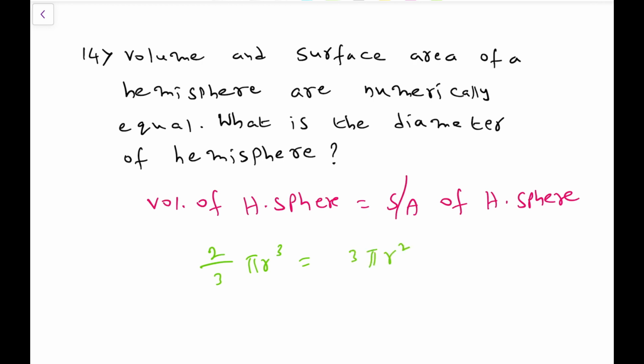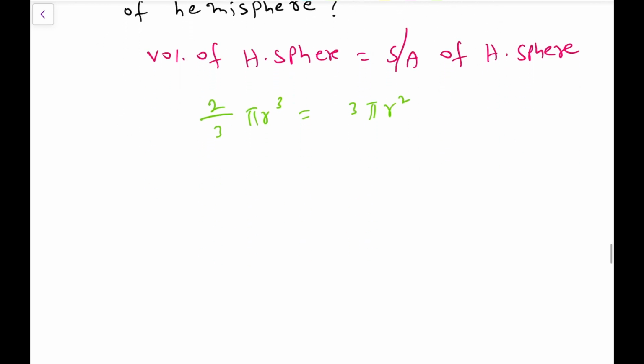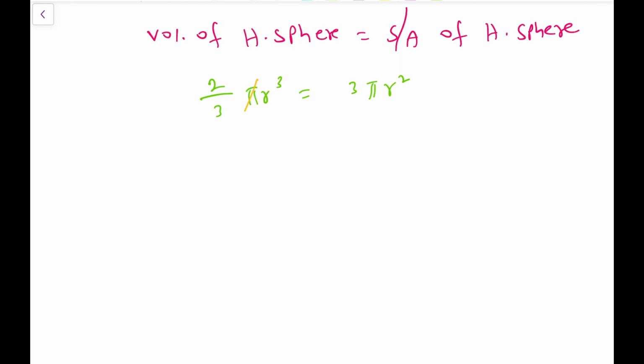In the question, if they did not mention total surface area or curved surface area, always we will go with the total surface area only. So volume of the hemisphere is equal to the surface area of the hemisphere. Then let us do cancellation. Left side pi, right side pi cancel. Then we remain with 2 by 3 r cube, that is equal to 3r square.